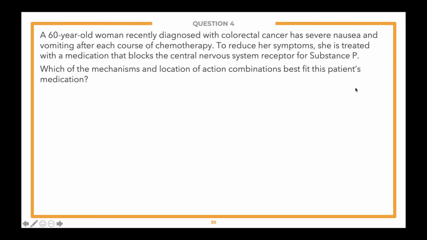A 60-year-old woman recently diagnosed with colorectal cancer has severe nausea and vomiting after each course of chemotherapy. To reduce her symptoms, she is treated with a medication that blocks the central nervous system receptor for substance P. Which of the mechanisms and location of action combinations best fit this patient's medication? I'll give all of you a few seconds here to respond. As we already did that, I'll give you a few moments here to think about what's important in the vignette and lead-in as I hand it off to Boris.